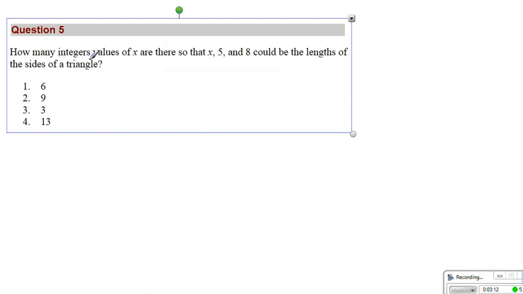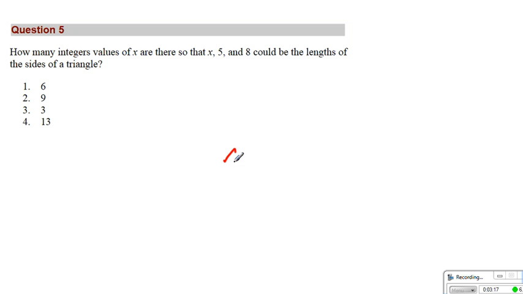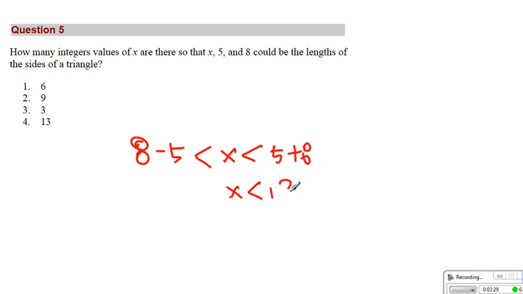Number 5. How many integer values of x are there? As we talked about, x has to be between two values: less than the sum, but greater than the difference. Then here, x has to be less than 13, but greater than 3.